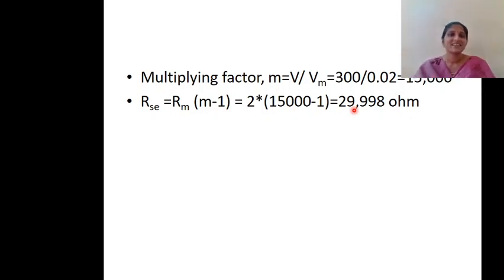Okay, this is about the range extension of voltmeter. These problems are very important, students, and very useful for solving competitive exams also. I am again repeating the formulas. RSH is equal to Rm divided by m minus 1, whereas RSE is equal to Rm into m minus 1. For the ammeter, m is I divided by Im. Here, m is equal to V divided by Vm. These are simple formulas, but very useful formulas also. Keep remembering these formulas.